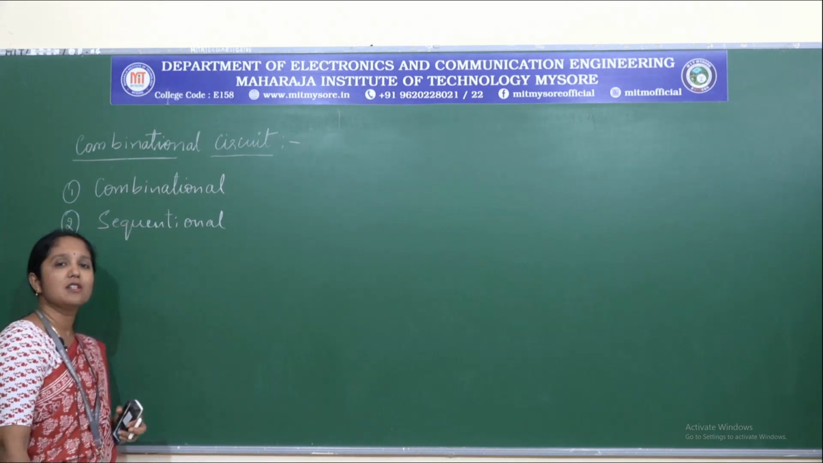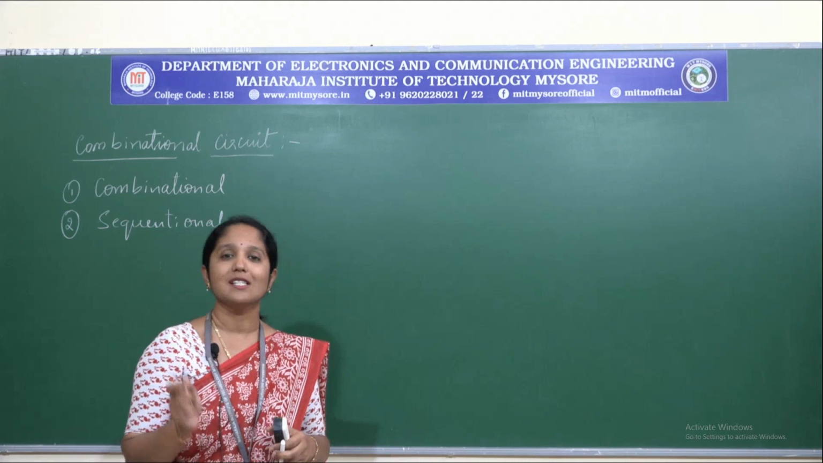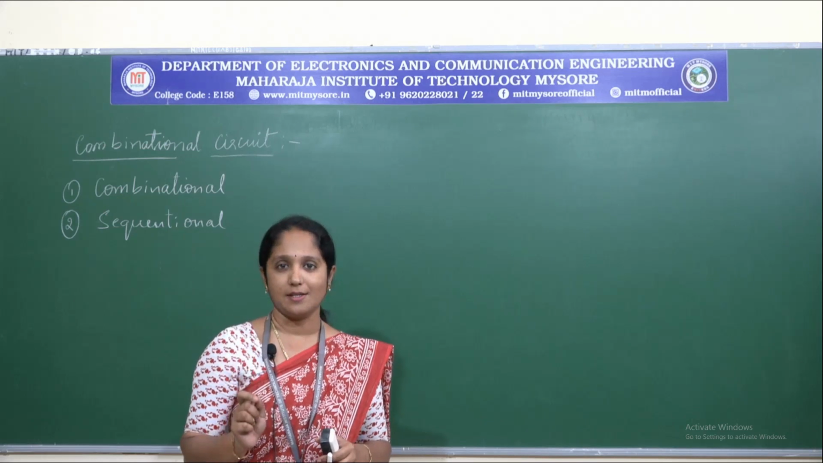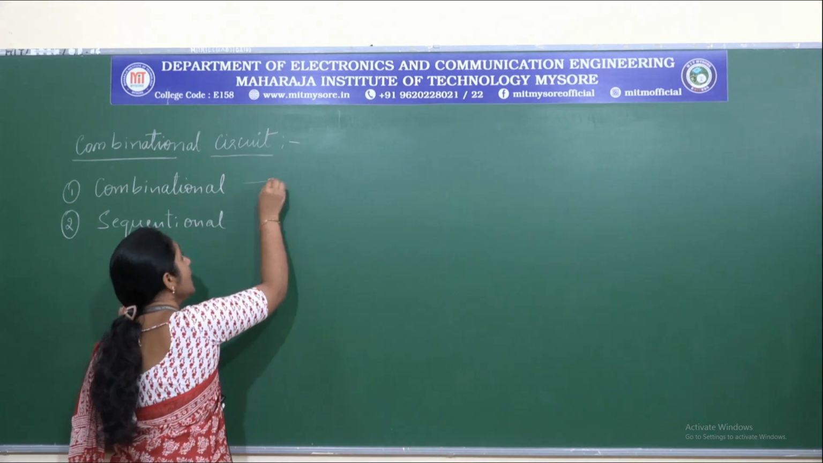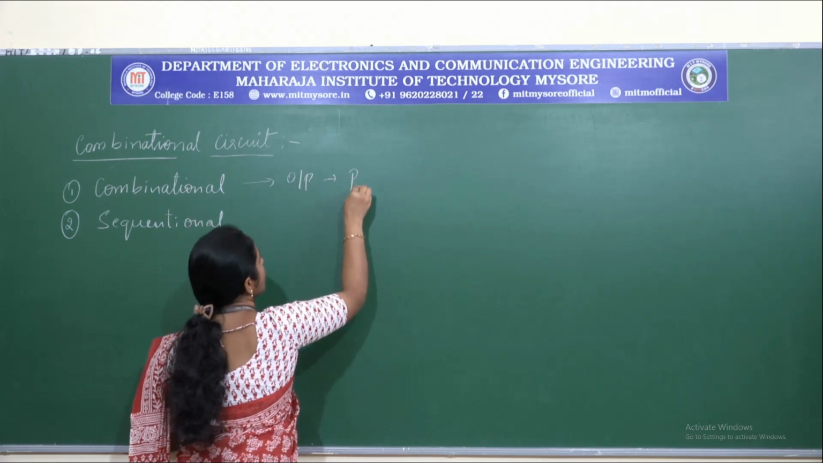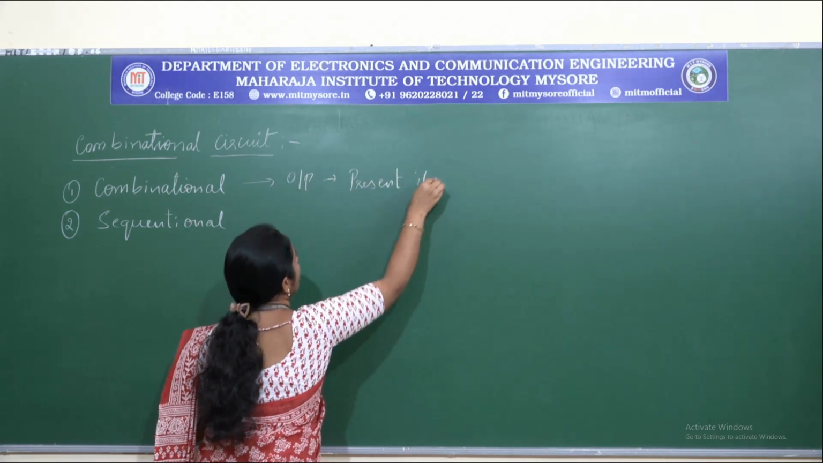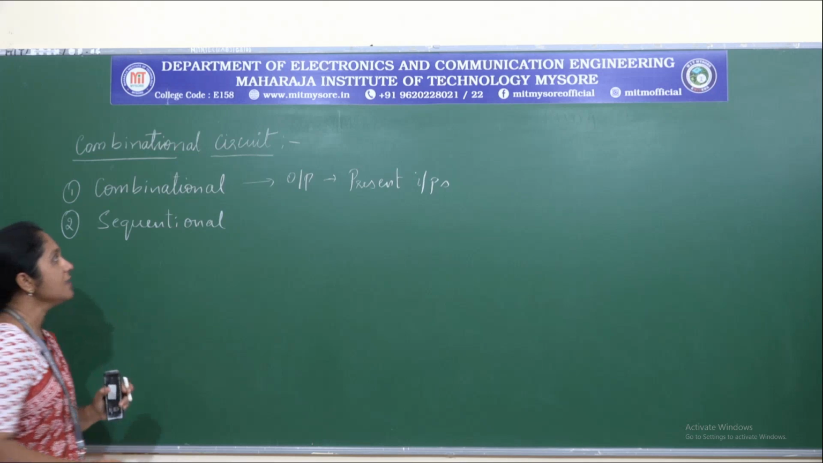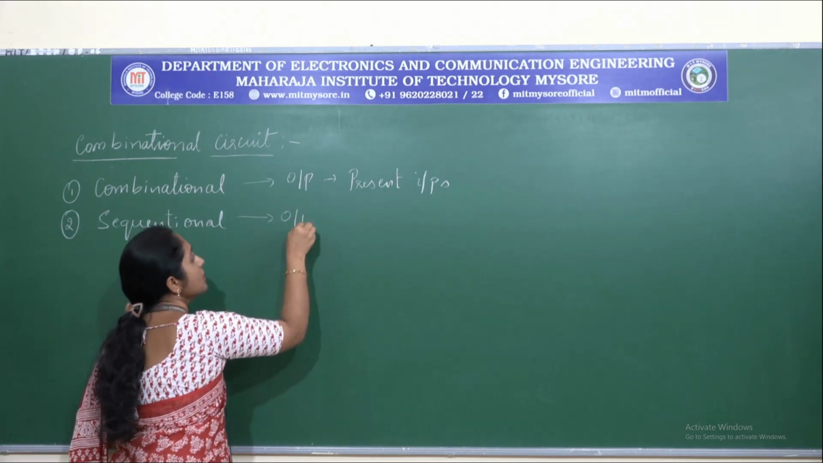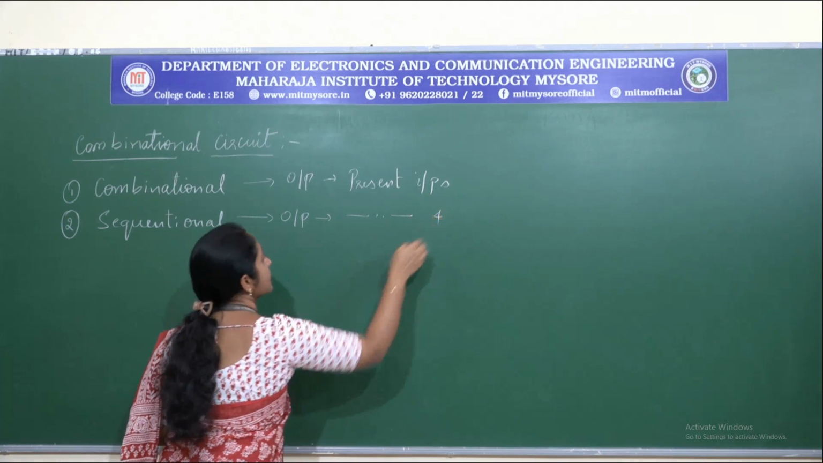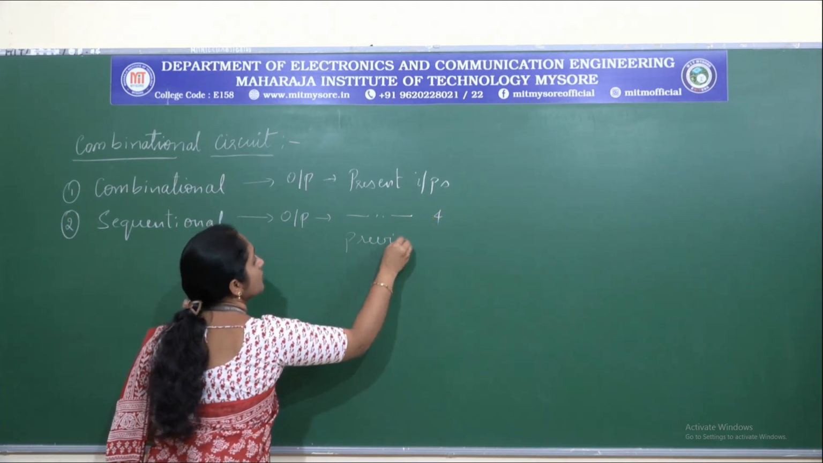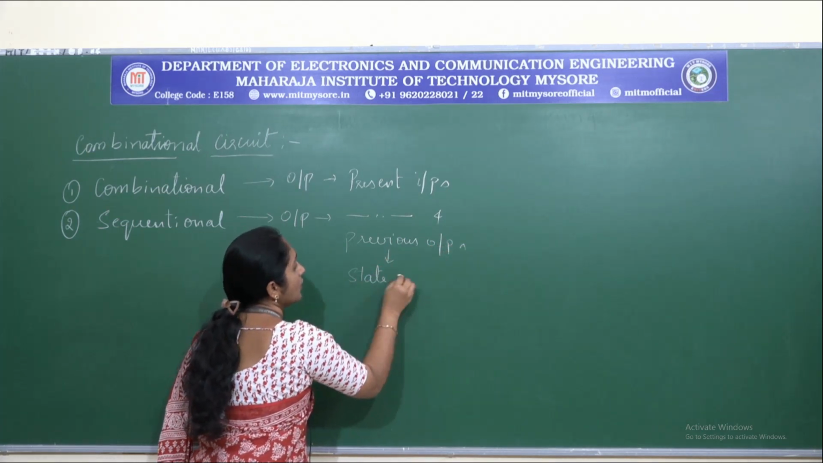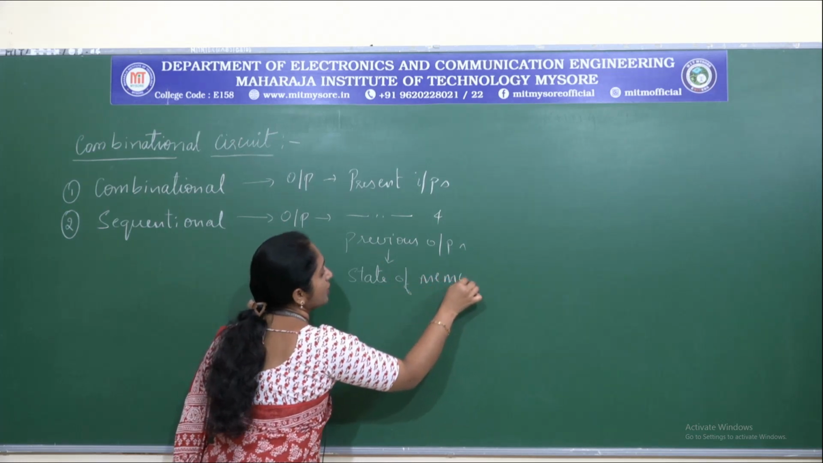So the combinational circuit is a logic circuit, a digital circuit in which the output depends on only the present inputs. Coming to the second category, that is sequential circuit. In sequential circuits, the output depends on present inputs as well as previous outputs, which are nothing but the state of flip-flops or memory elements.